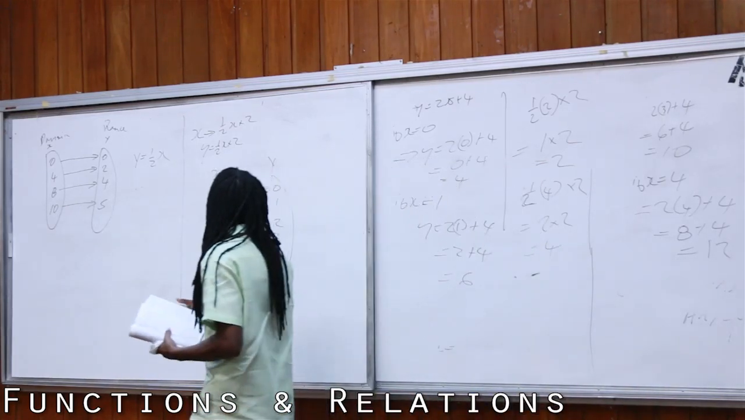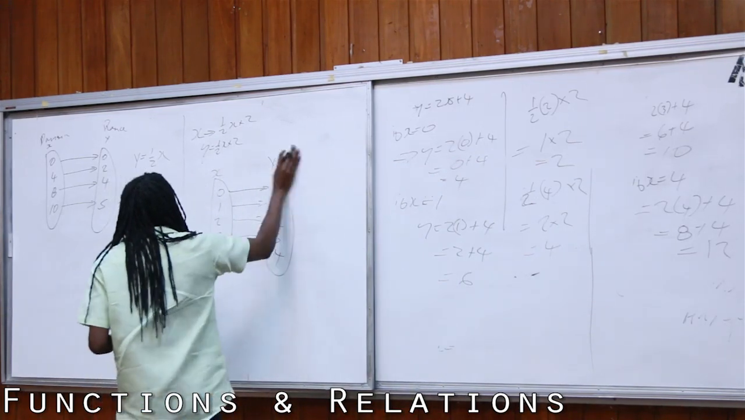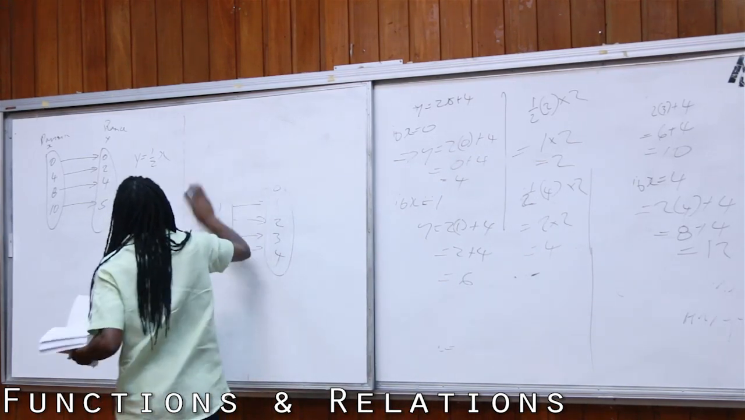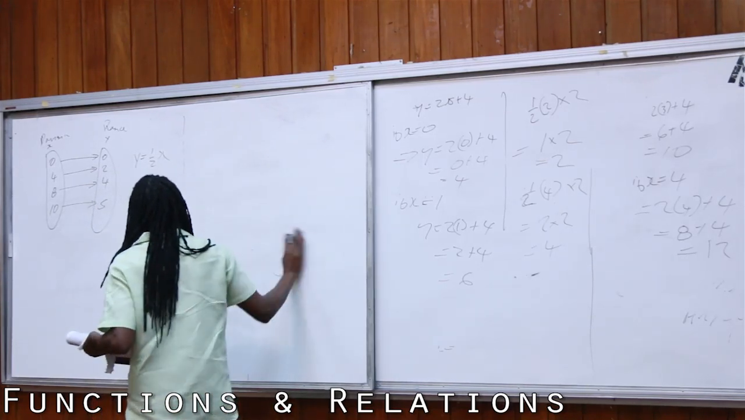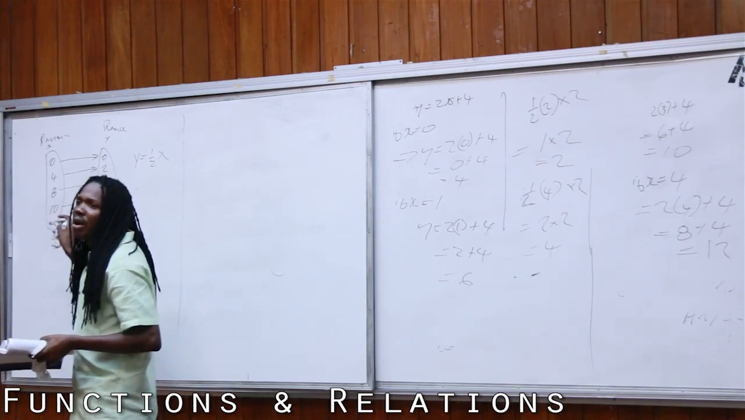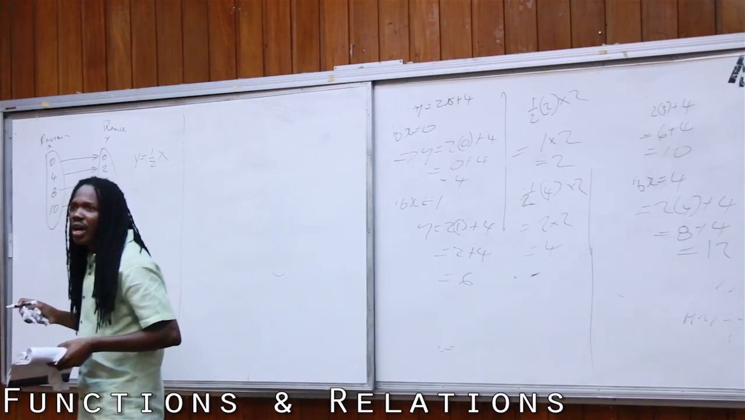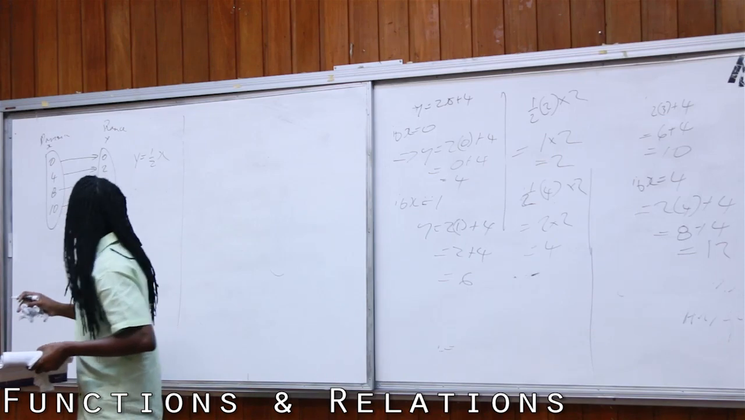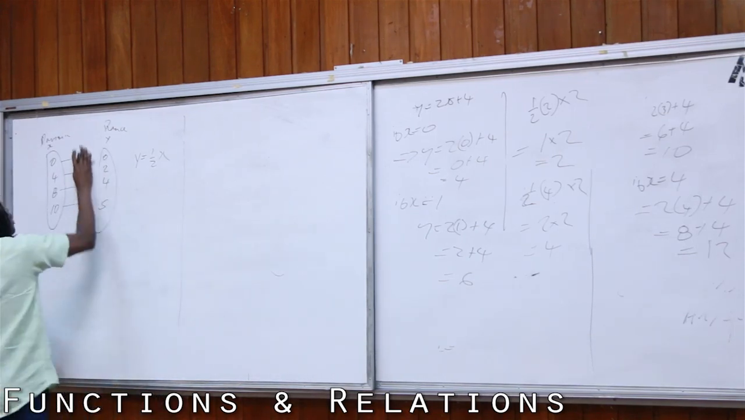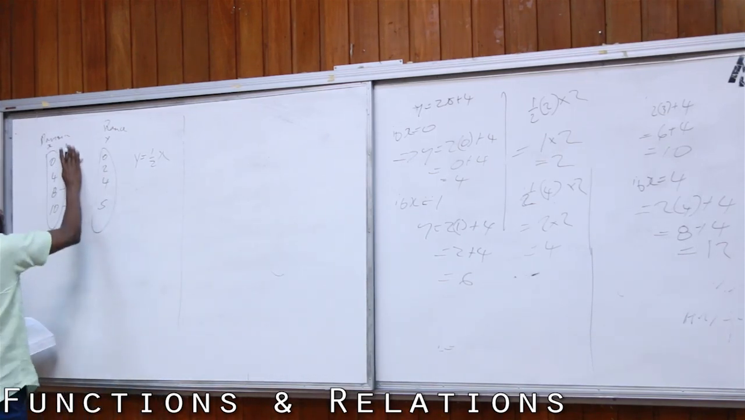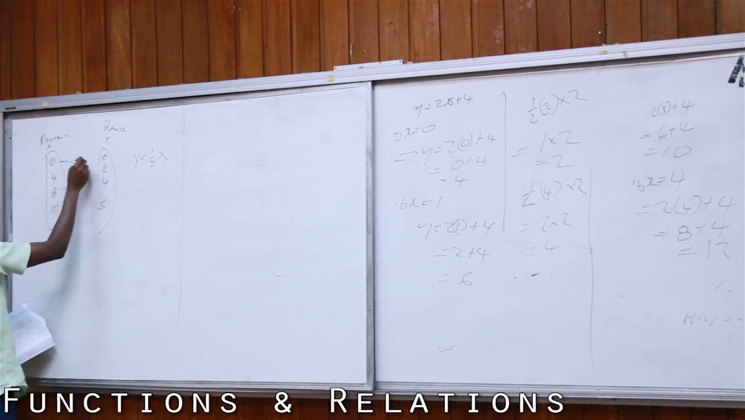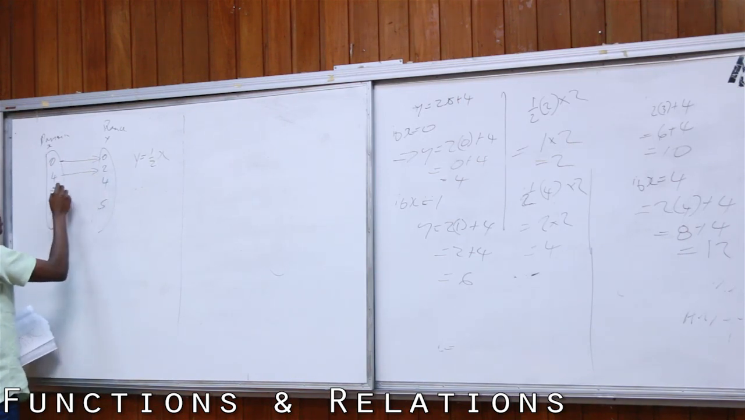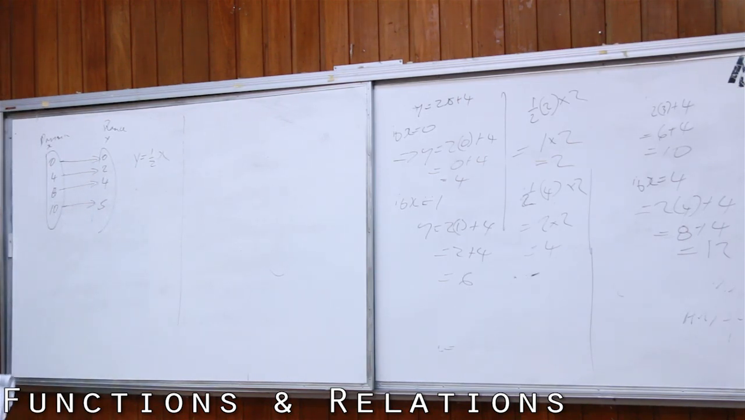Now, a relation is a function once only one number in the domain has a relationship with a number in the range. Are you understanding that? Once only one number in the domain has a relationship with a number in the range. So for example, is that a function? Because one number has a relationship with one number.